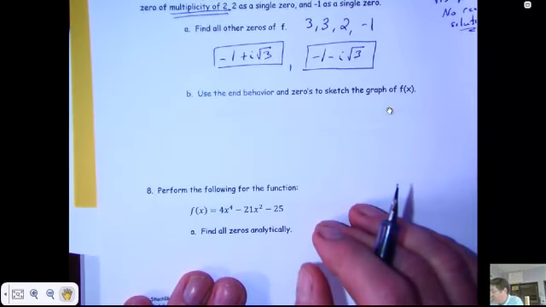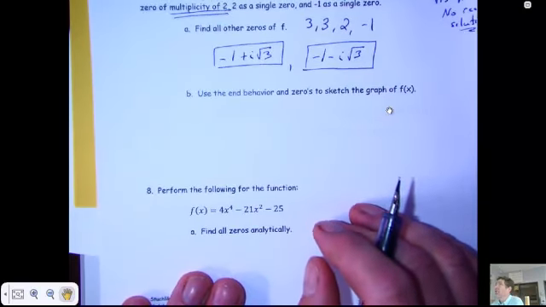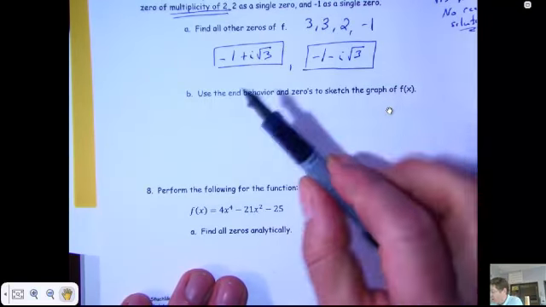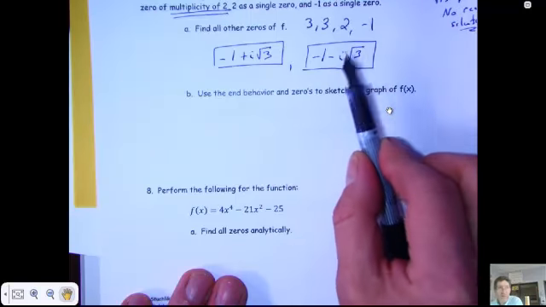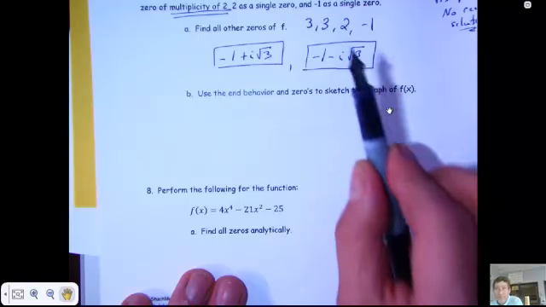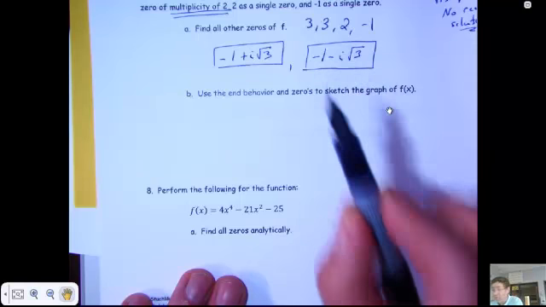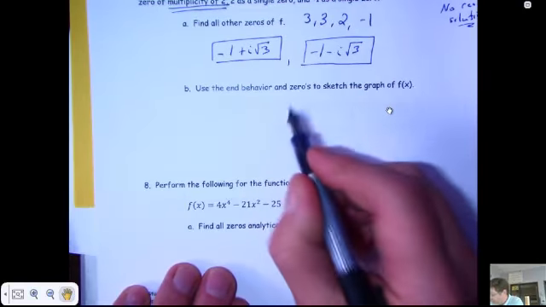Alright, now look at this one. It wants us actually to sketch out this graph using these zeros and end behavior. Now a couple things, remember. Do the imaginary zeros show up? Not at all, right? They're imaginary. The graph itself is only real numbers, so they do not show up.